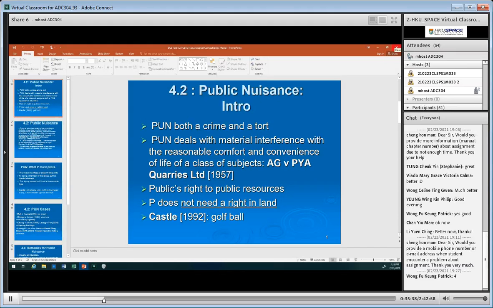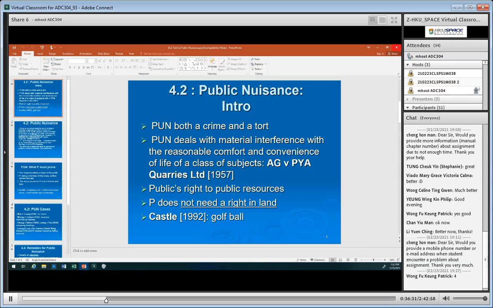Not obviously in the assignment question, but it could come up in your examination. Public nuisance is both a crime and a tort. It covers not just damage to the plaintiff's land, but a wide variety of activities which endanger the lives, safety, health, property or comfort, and also morals of the plaintiffs. So it deals with material interference in general with the reasonable comfort and convenience of life of a class of subjects. To sue in public nuisance, you've got to be a member of a class of persons, which is a pretty broad class.